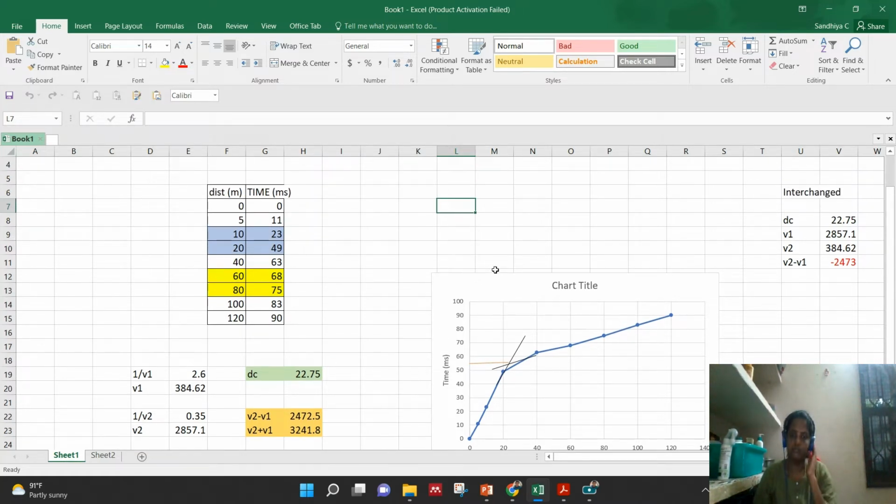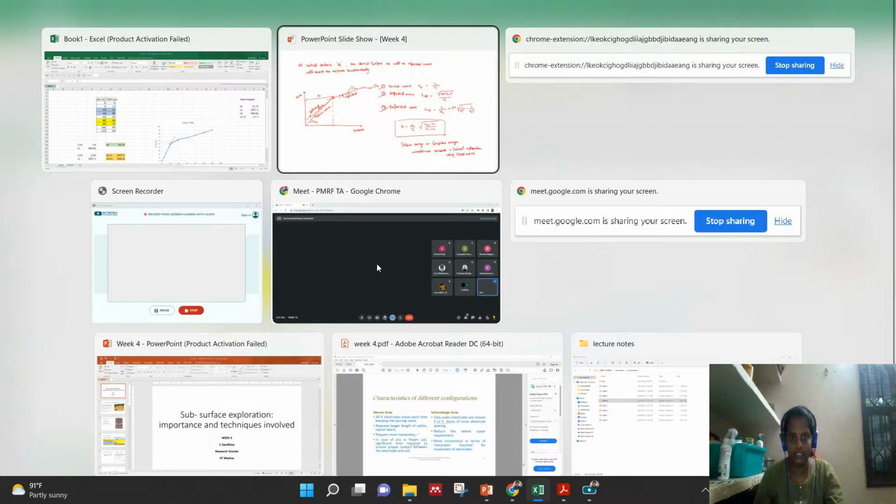Hello, are you able to see this graph? Yeah, okay. If you have any doubt, you can ask. So the given data is distance versus time. What we have to do is find the critical distance.